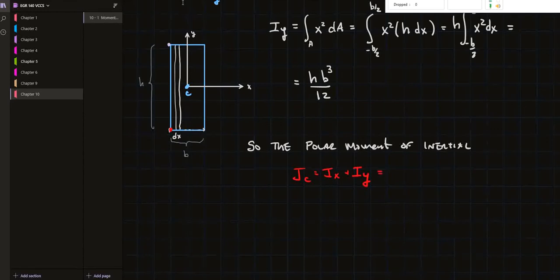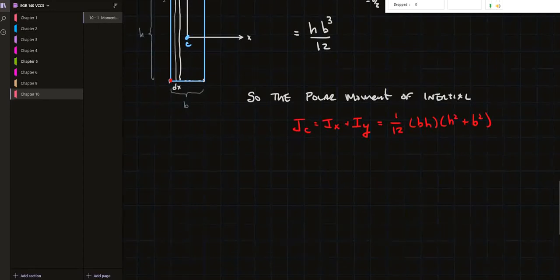This is going to equal 1/12 BH times h squared plus b squared. I got that just by adding IX plus IY together.